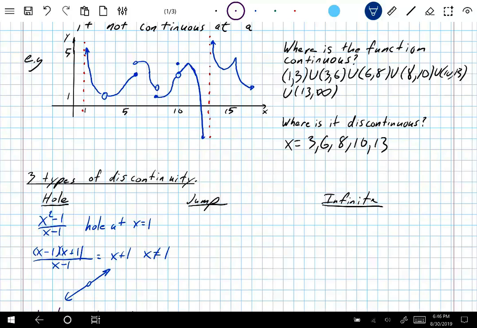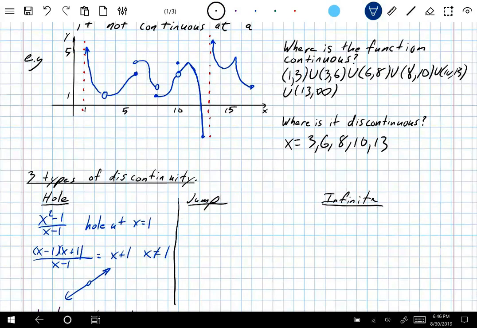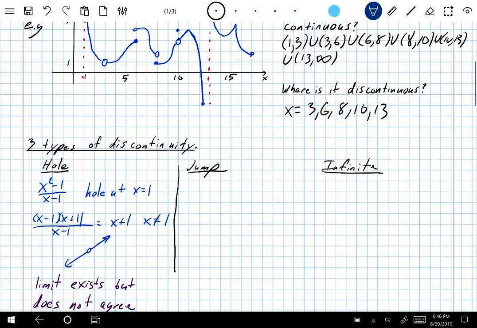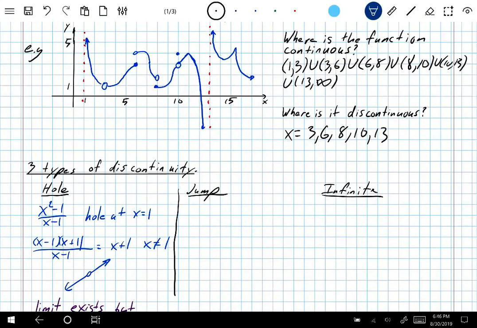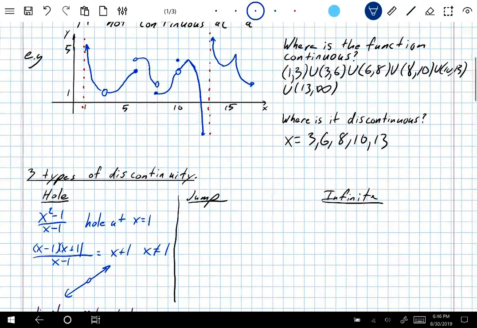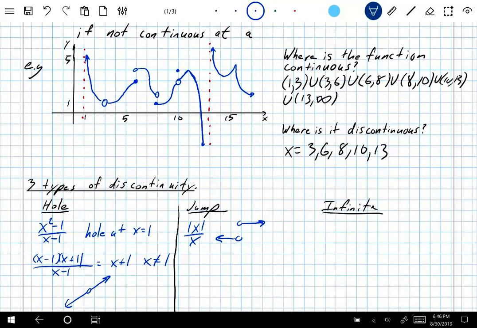Okay, next up, a jump. A jump, we've seen a great example of this already. We've seen more than one example. Let's do this one: absolute value of x over x. And we saw that this looks a little bit like this. So there's a jump, and I've used that word before. You could probably find two places where there is a jump in the graphs above. One right here and one right here.